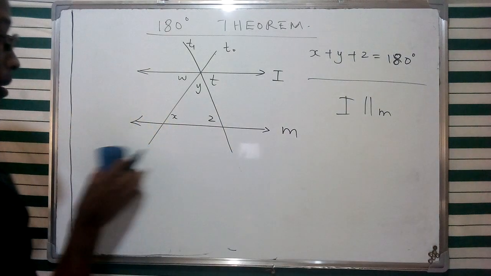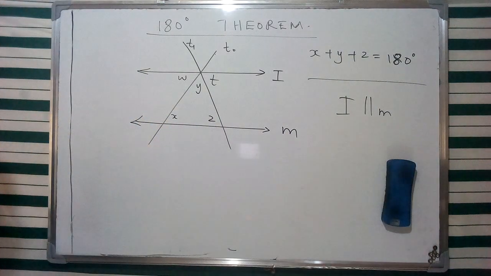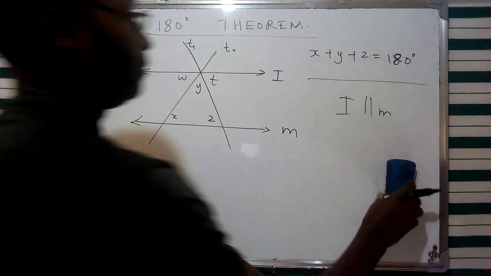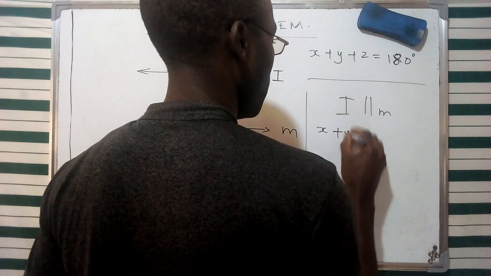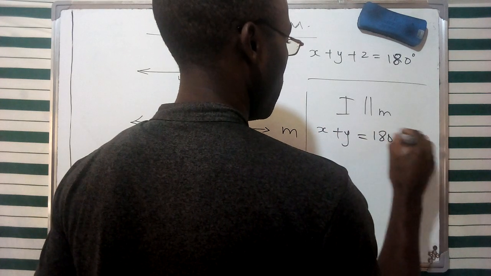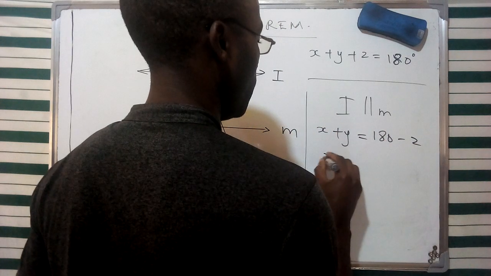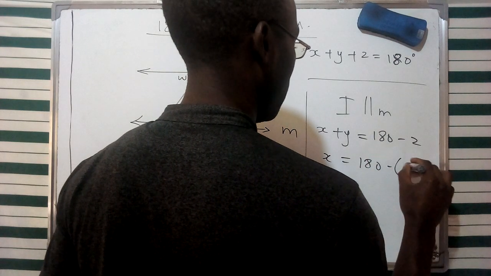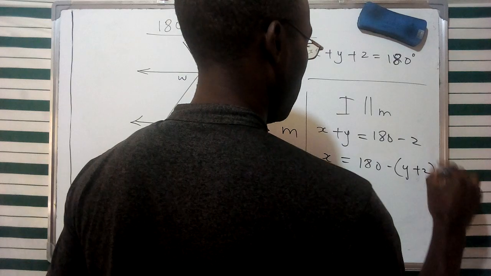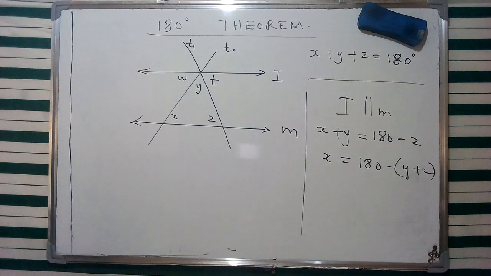So in this case, if we try to look at this, then we can conclude from algebra that the sum of x plus y is going to be described as 180 minus z, or x degrees is going to be described as 180 minus y plus z. So you can do different evaluations for that specific formula and try to come up with various angles.